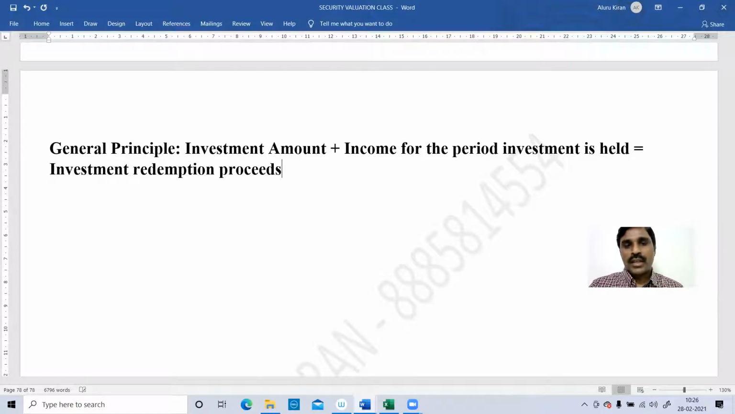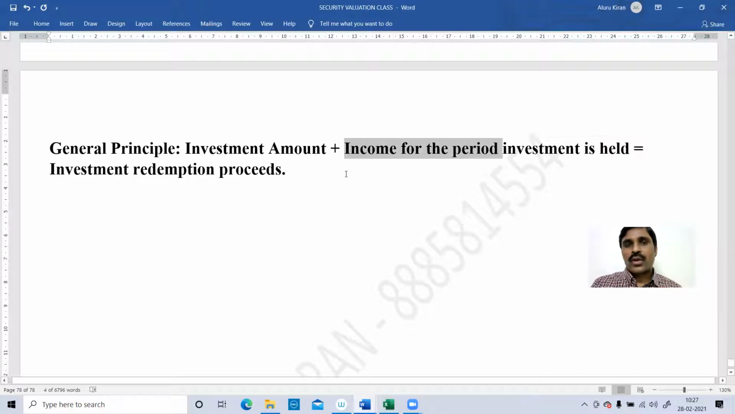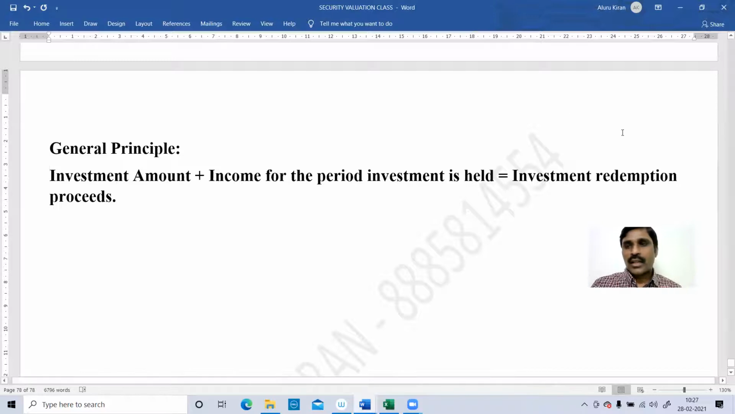So I have invested 120 rupees and I got 30 rupees for the period, whatever I have invested. It may be 3 months or 6 months or 9 months. I have invested 120 rupees and I got 30 rupees income for whatever period I have invested. Total I got 150. My investment amount is 120, my income is 30 rupees, my total receipts will be 150 rupees. This is a common concept.